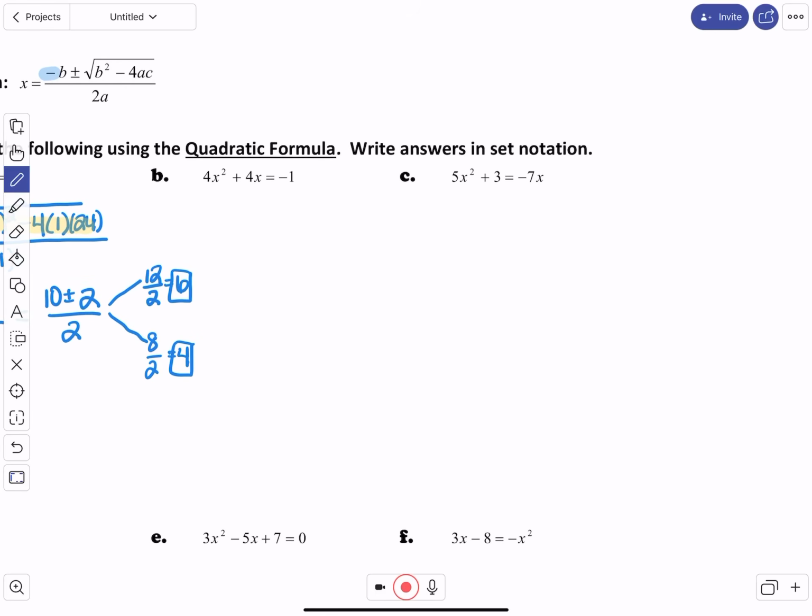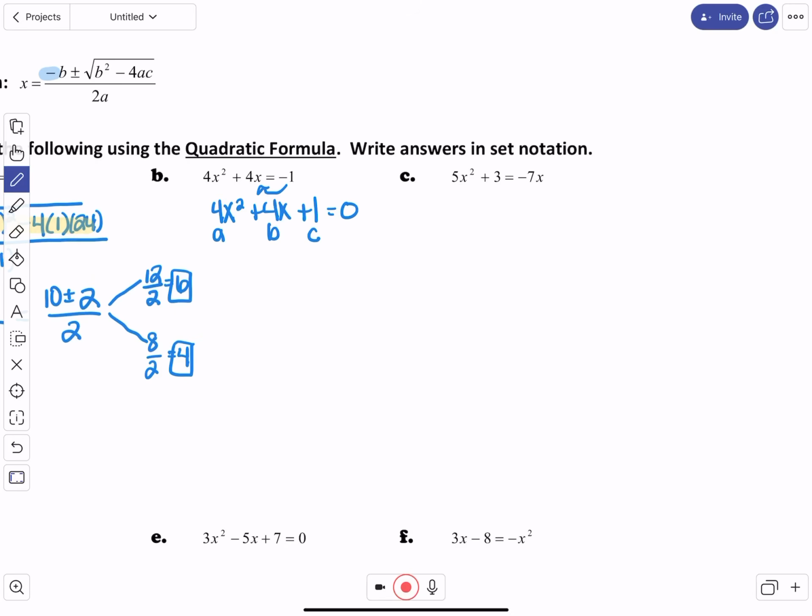Okay, so remember, I mentioned before, it's got to be in standard form. B is our first problem that's not in standard form, meaning everything is not on one side. So my first step on B is to move the negative 1. I need to move it over here. So I have 4x squared plus 4x plus 1, because it changed sides, therefore it changes signs, equals 0. Okay, so now I have A, B, C. A is with x squared, B is with x, C is the number by itself.